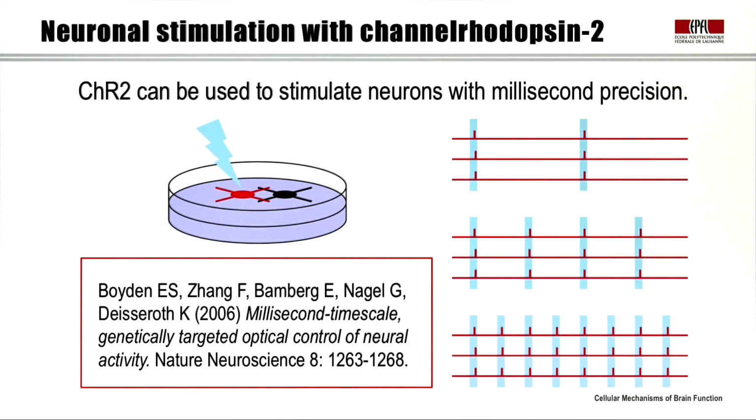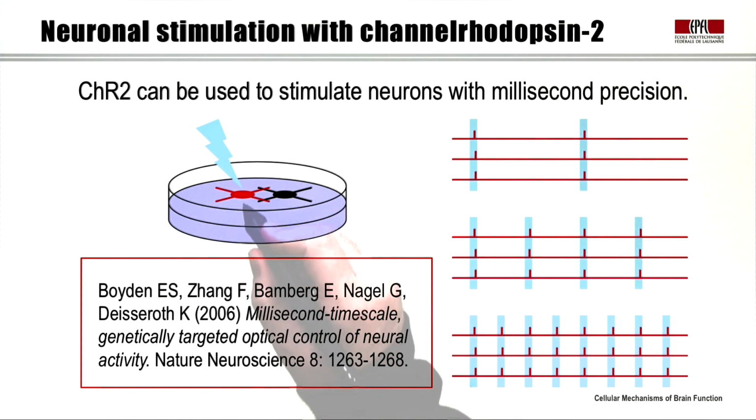The next important step in the optogenetic revolution was to put channelrhodopsin into neurons. And that was successfully done by Ed Boyden when he was in Karl Deisseroth's laboratory in the seminal paper from 2006. What they found was that they could express channelrhodopsin in cultured hippocampal neurons in a dish.